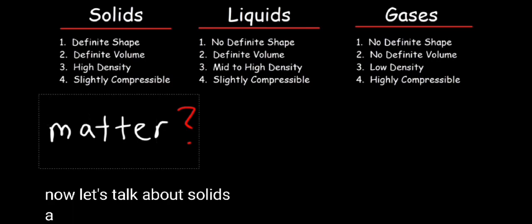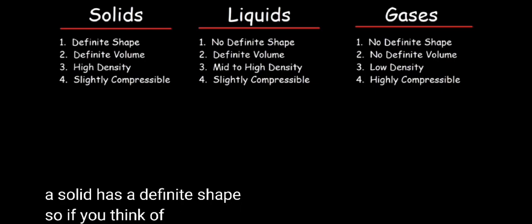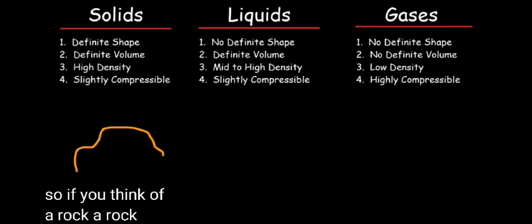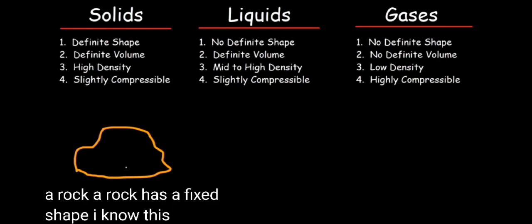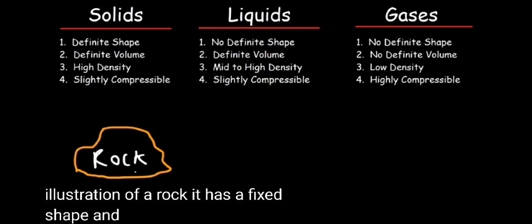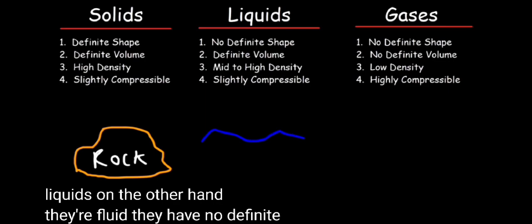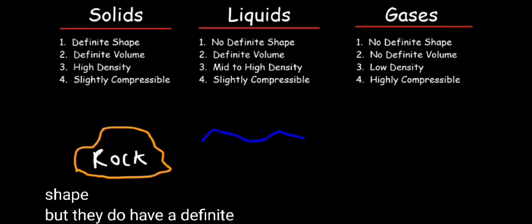Now, let's talk about solids. A solid has a definite shape, so if you think of a rock, it has a fixed shape. I know this is a terrible visual illustration of a rock. It has a fixed shape and fixed volume. Liquids, on the other hand, are fluid. They have no definite shape, but they do have definite volume.